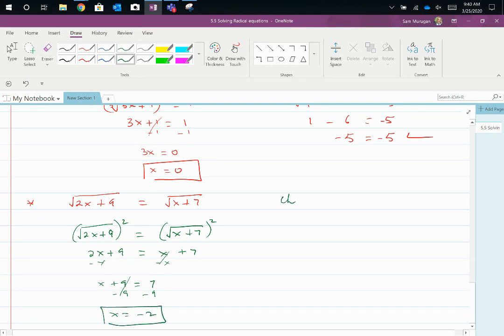I'm going to go ahead and check my answer. 2 times negative 2 plus 9, I'm substituting back in the original equation, by the way, plus 7. This gives me negative 4 plus 9 is equal to square root of 5. And then we get square root of 5 is equal to square root of 5. So left hand side equals the right hand side. So this answer here is a good answer.